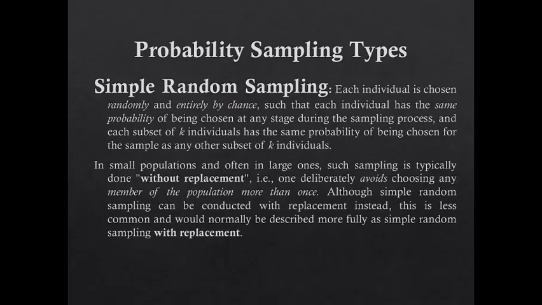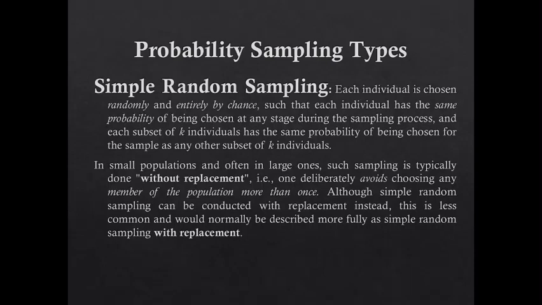On the other side, we have the probability sampling types, which are opposite to non-probability sampling. In non-probability sampling, we have an unknown population, while in probability sampling we have a known population. That's why the sampling techniques are based on objective judgment. The simple random sampling technique is the easiest and most commonly used technique, in which individuals are chosen randomly, entirely by chance, in such a way that each individual has the same probability of being chosen at any stage during the sampling process.